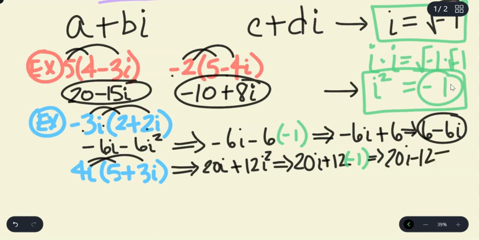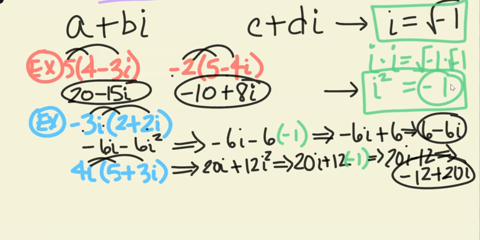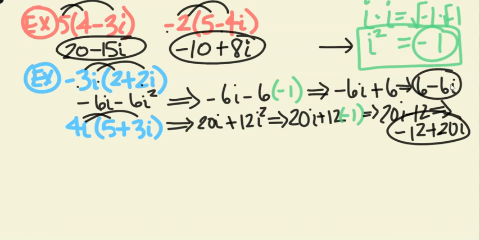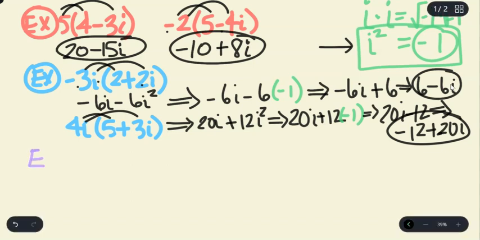And then I'm running out of room here. I'm going to rewrite it as negative 12 plus 20i. I'm just writing it in complex form. So that's simple multiplication using the distributive property. And you've used that before. But what if we have something a little bit more complicated? So now I'm going to give you binomial terms. So I have 3 minus 2i times 5 plus 6i.